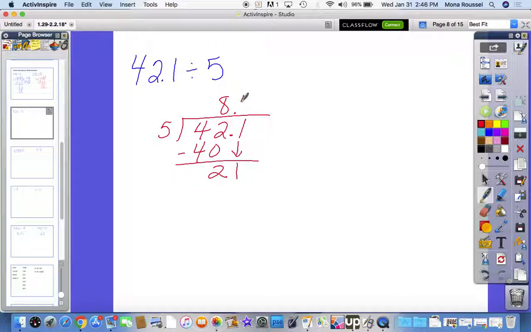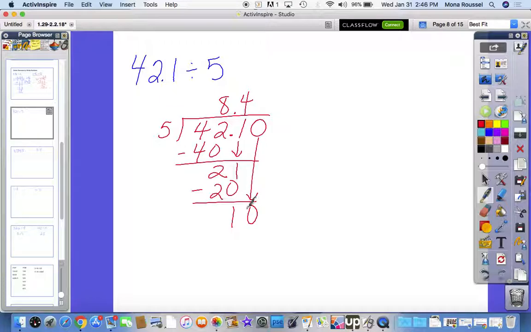5 into 21 goes 4 times. 4 times 5 is 20. I get a remainder of 1, which when I compare again, is less than the divisor 5. But I can't put a remainder back here behind a decimal number. So we have learned that we can add zeros behind the last decimal places without changing the value of the number. So I can add a 0 here in this dividend, and I'm still not changing the value of 42 and 1/10. It's just now becoming 42 and 10/100ths.